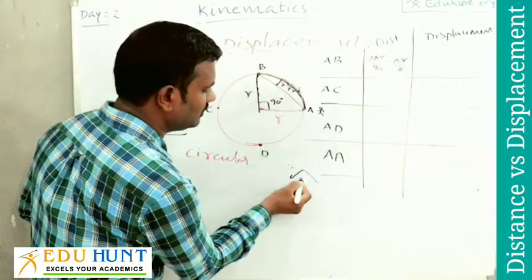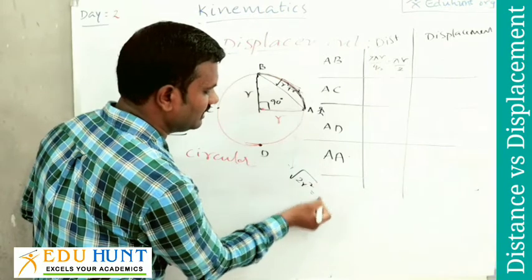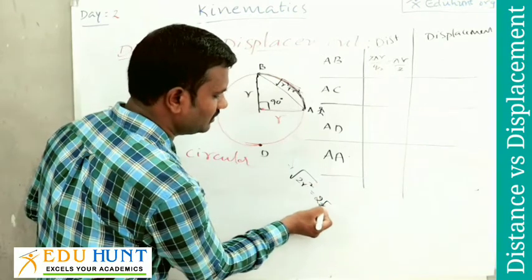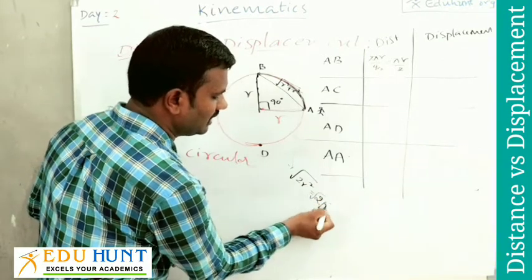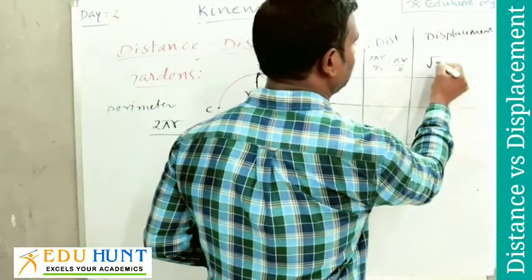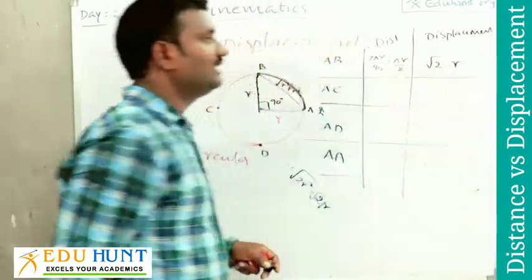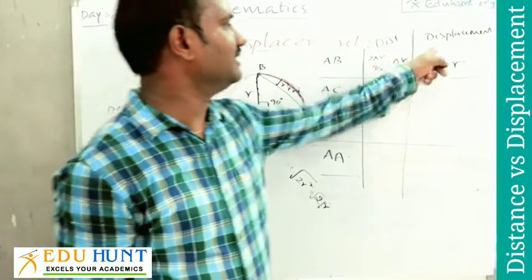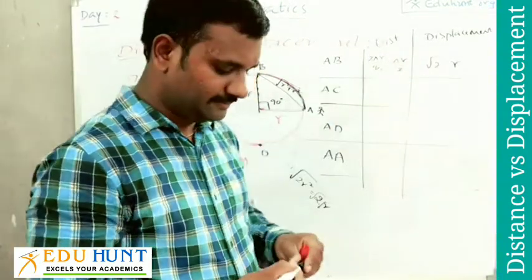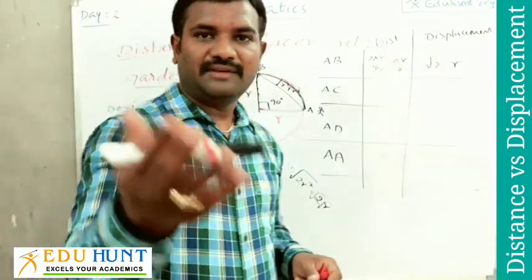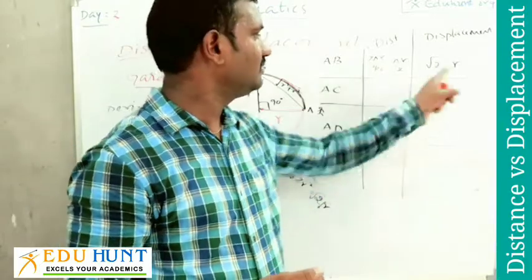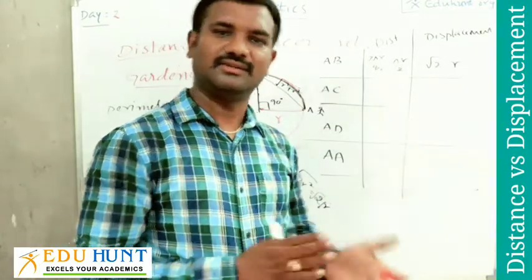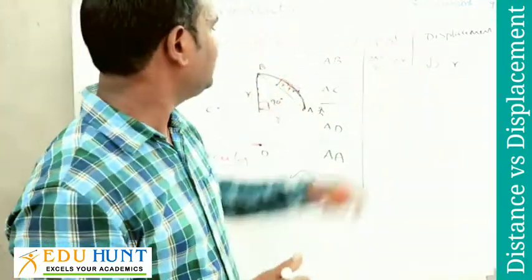Root over 2r square, which can be simplified as root 2 r. So this is root 2 r. This is our displacement. This is our distance. How many of you did it like this? Good. Now let's see AC.